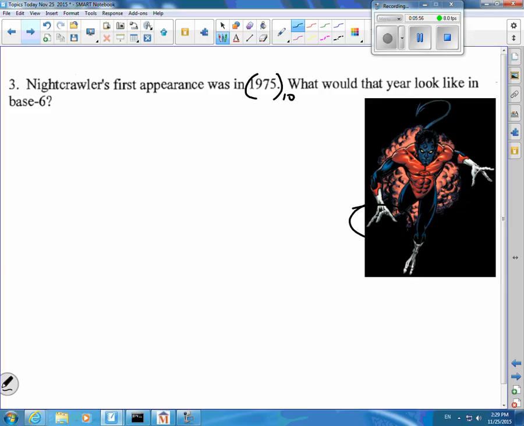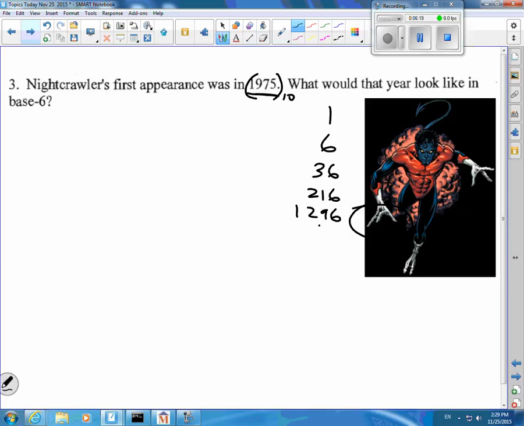Just like the last example, it's really useful to have a list of powers of 6. So, of course, 6 to the 0 is 1. 6 to the 1 is 6. 6 squared is 36. 6 cubed is 216. And 6 to the power of 4 is 1296. And I can stop there because the next power of 6 would be way bigger than 1975.